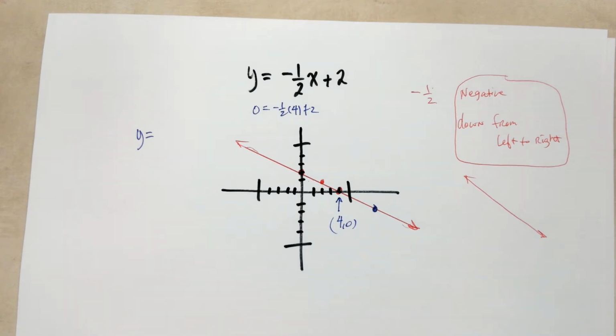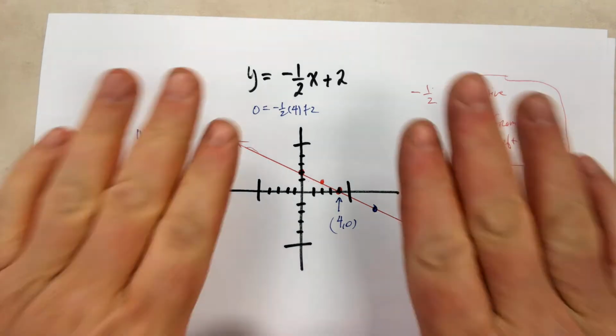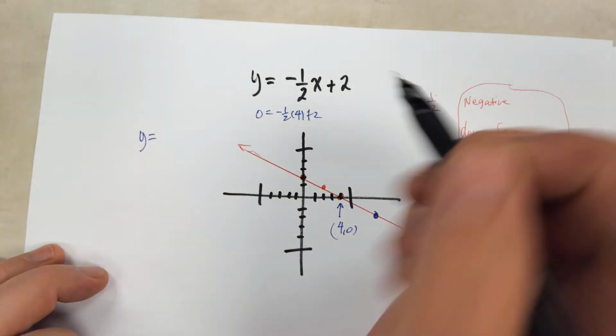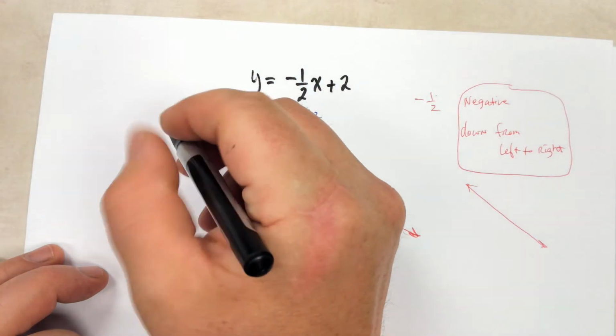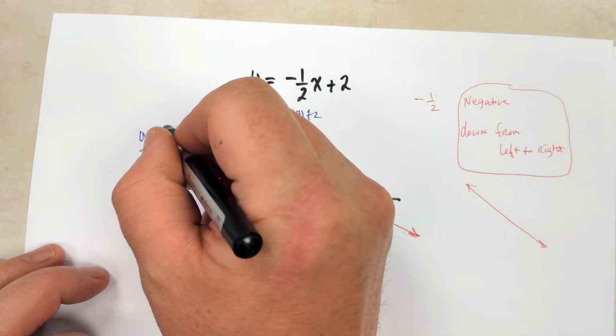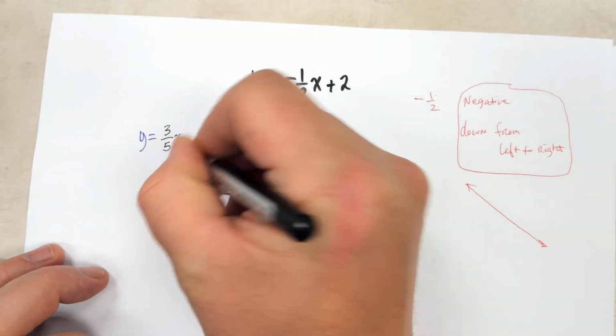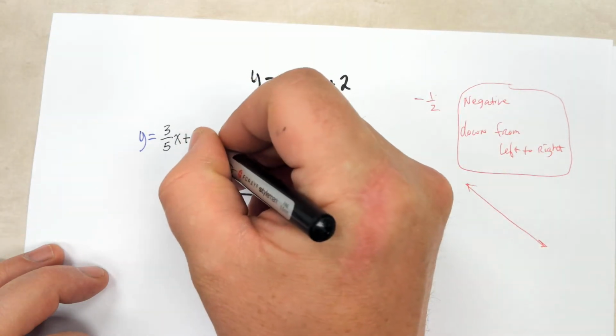Okay. So let's do another graph on the same coordinate plane. I'm going to show you what happens when, well, let's say we had a slope that was positive 3/5, and let's say we had a y-intercept that was 4.